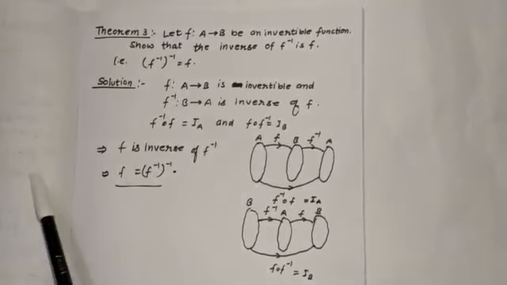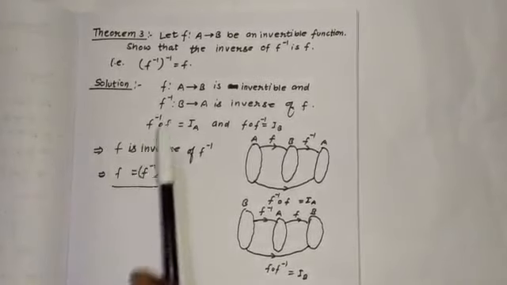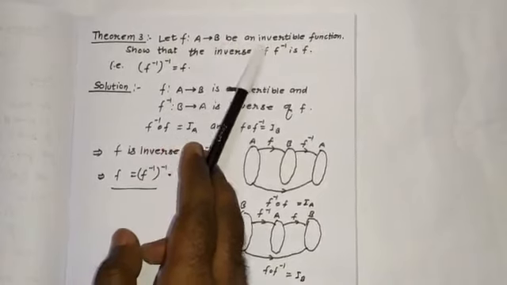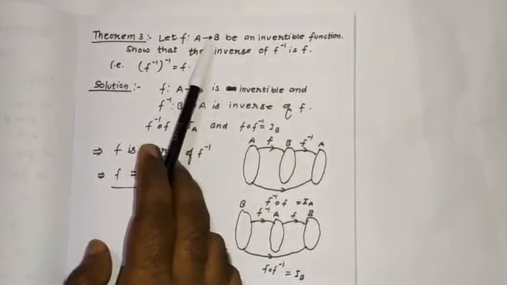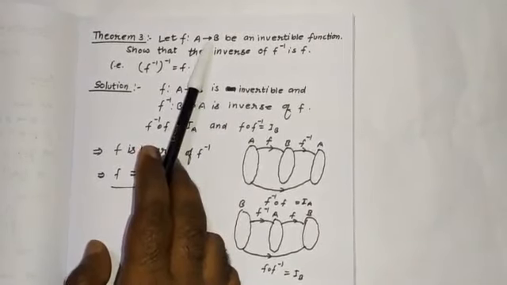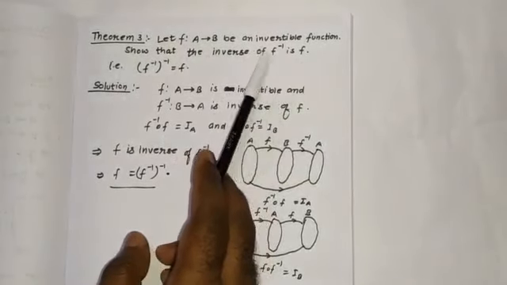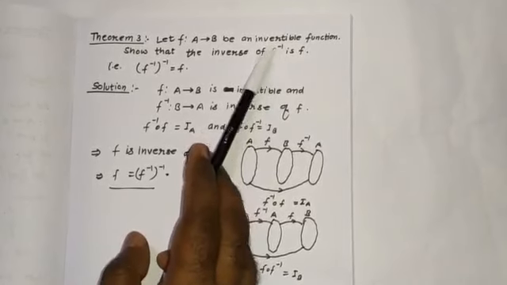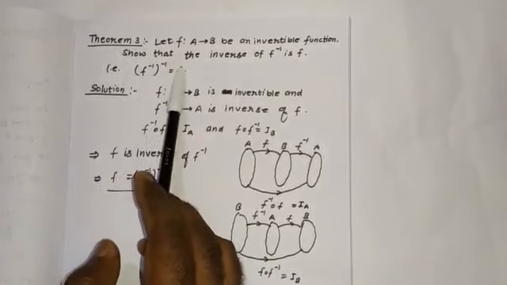Now we have the next theorem. This is the third theorem. This is also very important. Let f maps from A to B be an invertible function. If f is an invertible function, it will be bijective, meaning one-one and onto. To show that the inverse of f inverse is f. The inverse of f inverse is also a function, meaning the inverse of this function is f, that is, f inverse inverse equals f.